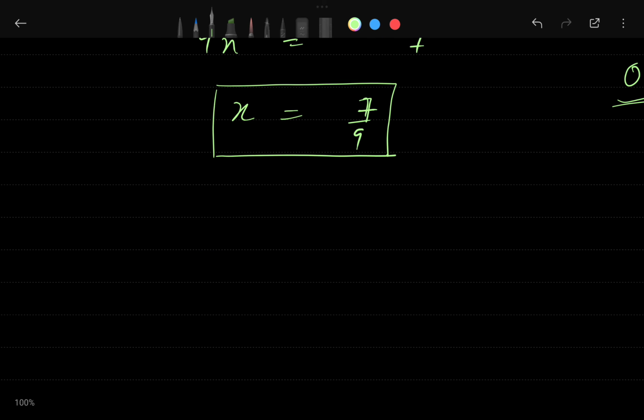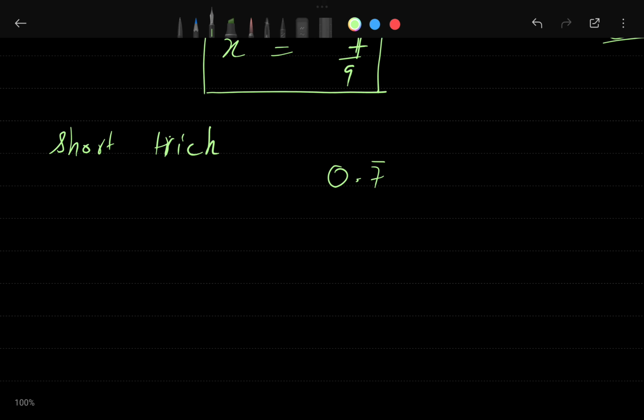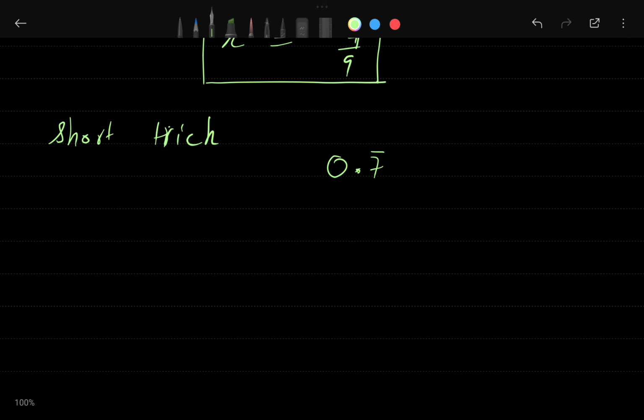So this was one way of doing it, but there is actually another way of doing it, and let me tell you, that is actually a short trick. You can say that that is a short trick. So let me tell you that short trick. For doing it in a very simple way, what you have to do is just remove the bar and write the digit under the bar in the numerator.